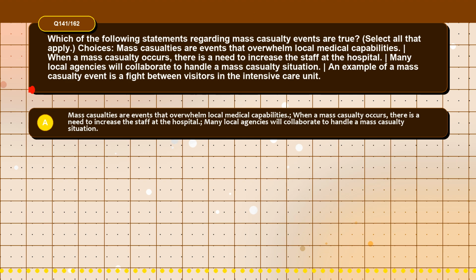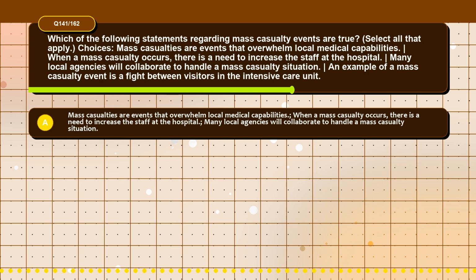Question 141. Which of the following statements regarding mass casualty events are true? Select all that apply. Choices. Mass casualties are events that overwhelm local medical capabilities. When a mass casualty occurs, there is a need to increase the staff at the hospital. Many local agencies will collaborate to handle a mass casualty situation. An example of a mass casualty event is a fight between visitors in the intensive care unit.